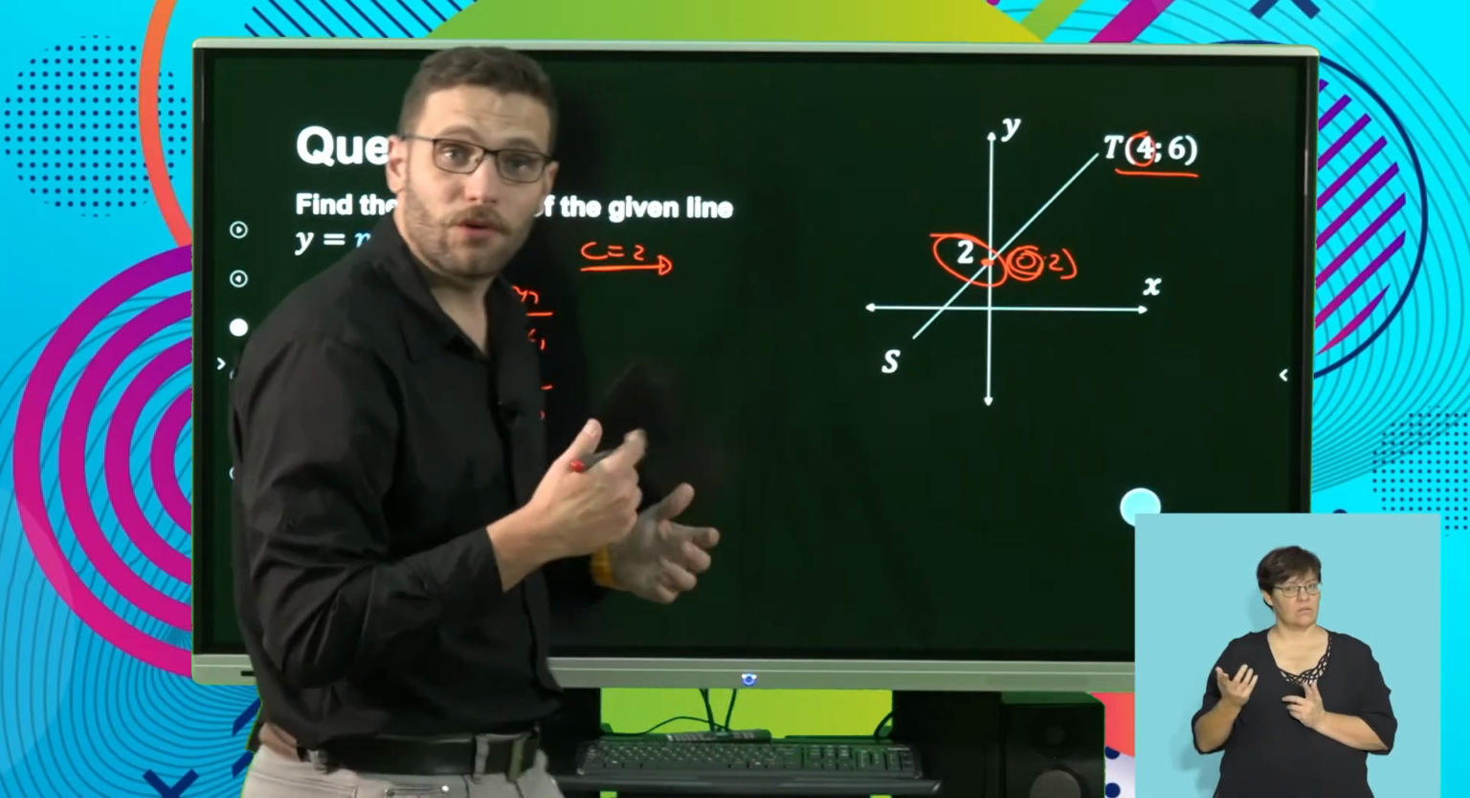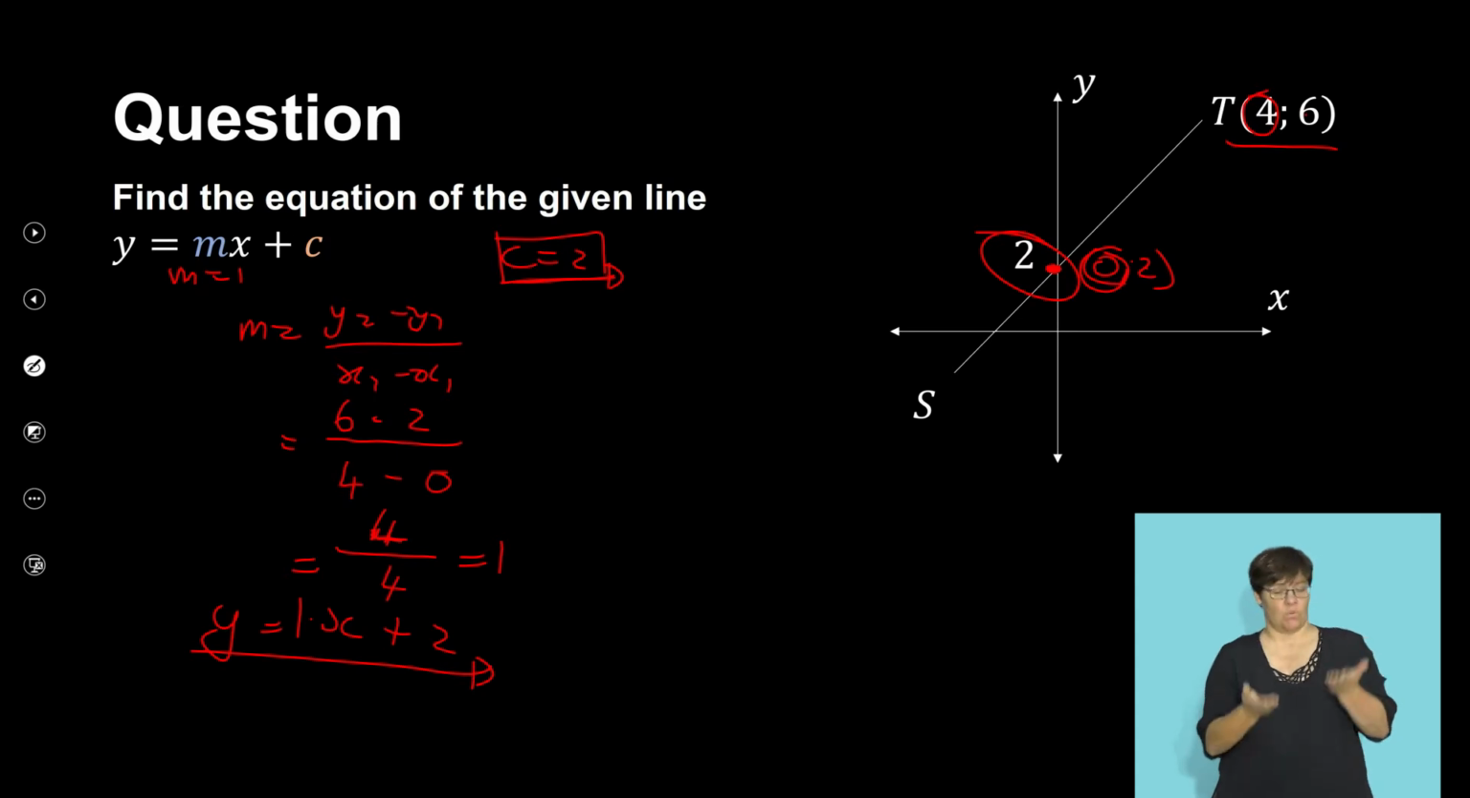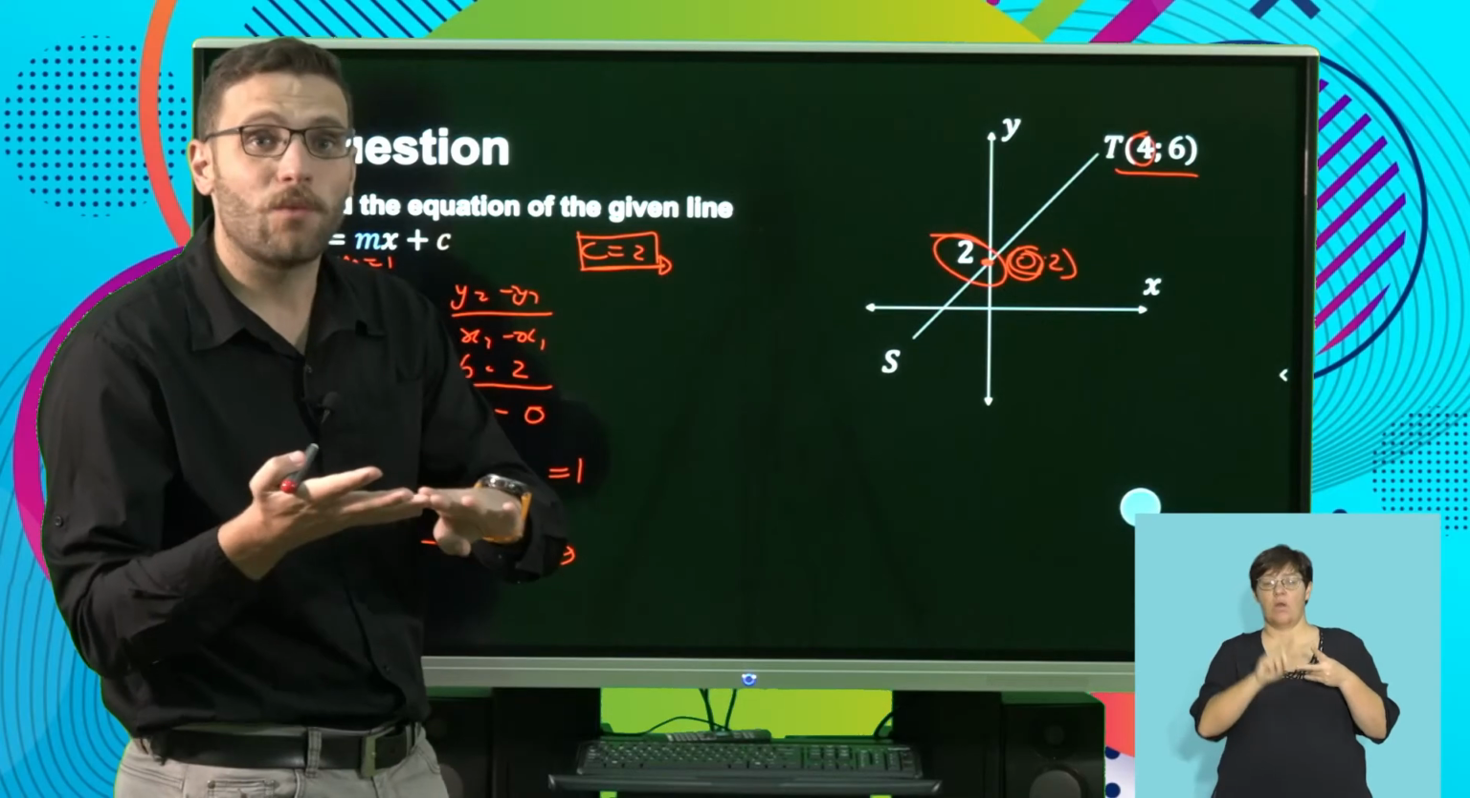So what have I done? I know what the gradient is, m is equal to 1, and I know what the y-cut is, c is equal to 2, and so now I have my line. Y equals, what is m? Well, m is 1 multiplied by x plus 2. That there is the equation of my line. All I needed to do was find the gradient and the y-cut.